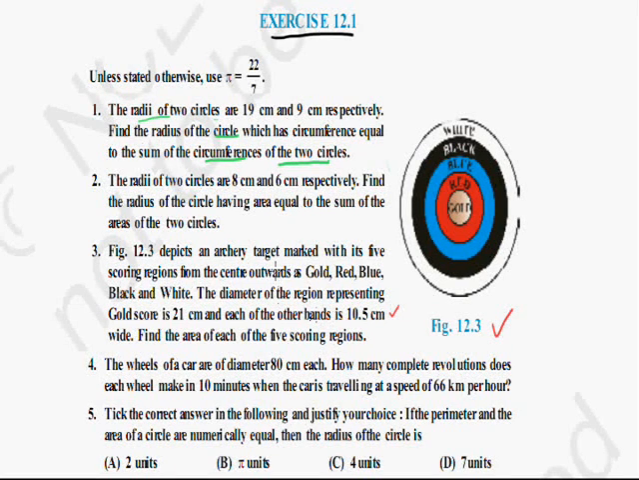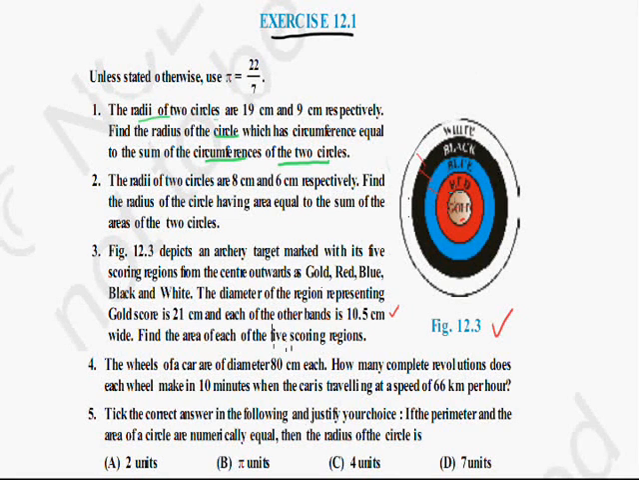Now let's understand the problem here. It's archery over here, right? The outermost region is white, then we have a black region, then we have a blue region, then we have a red region, then we have the gold region, right? White, black, blue, then red, then the center is the golden region.